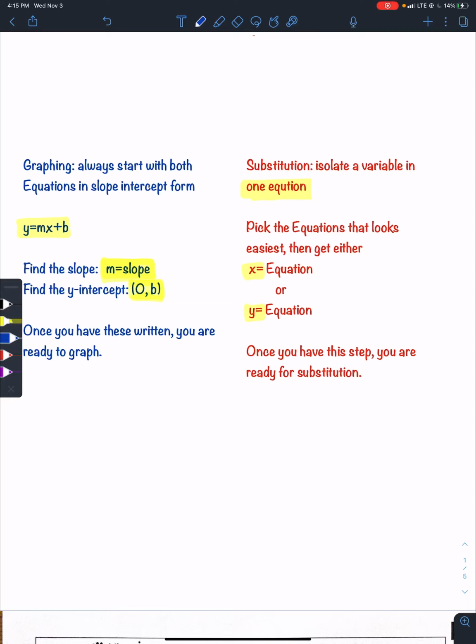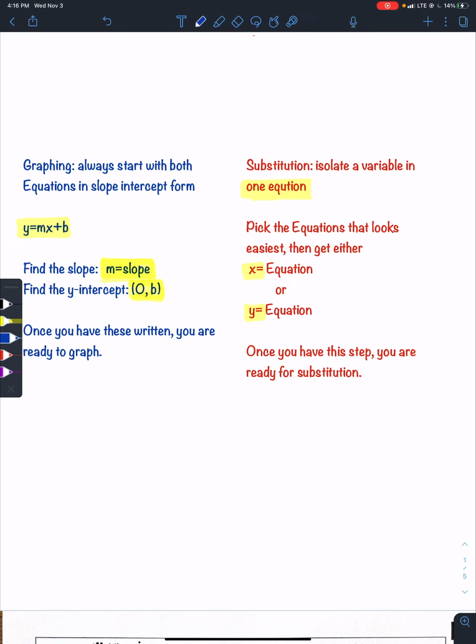Hi all, let's go ahead and start on graphing versus substitution with solving systems of equations. This here is for part B of the worksheet. So if you're on part A, you're on the wrong video, but part B, stick with me. I am going to talk about those two notes that I said were really important before we get started today.